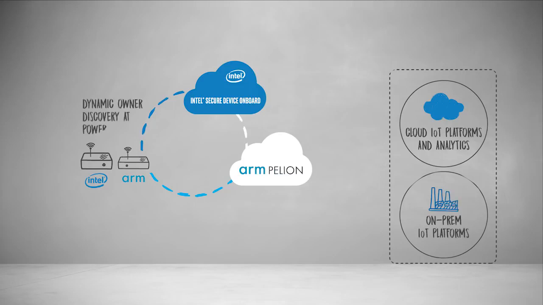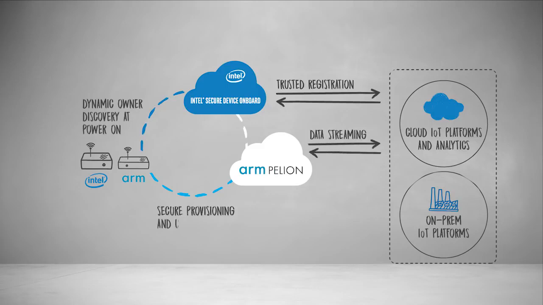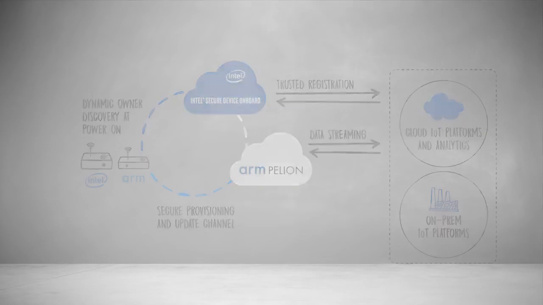Inside the device's trusted execution environments are software clients that communicate with the Intel Secure Device Onboard, or Intel SDO, service that has a role to discover and match the device to its owner's IoT platform that may reside in any cloud. ARM Pelion is a device and data management platform with connectivity services to connect any device, any data, any network to any cloud.